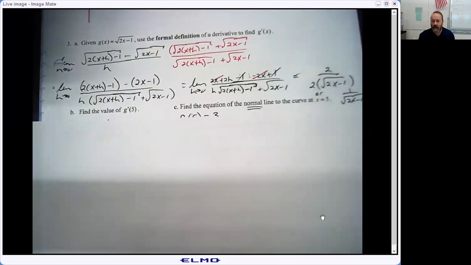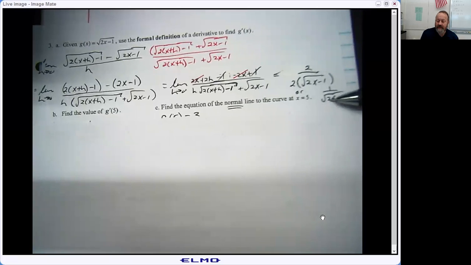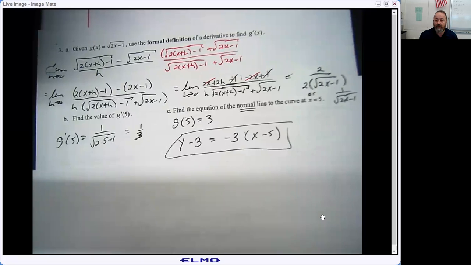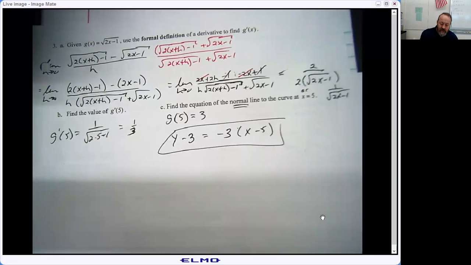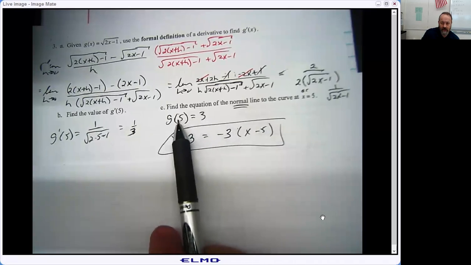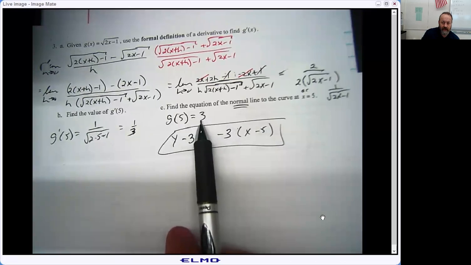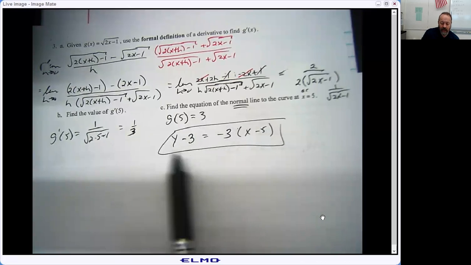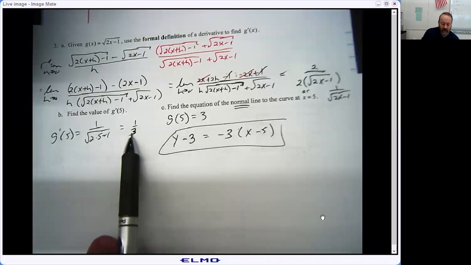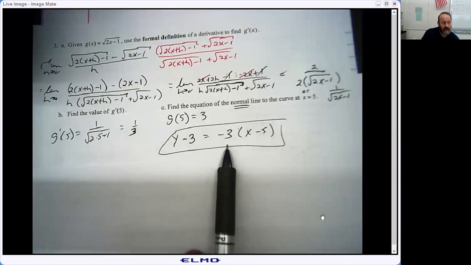Now, of course, if we wanted to know, hey, what's g prime of 5? I just want to plug the number 5 into this thing. And of course, 2 times 5 is 10, minus 1 is 9, so 1 over root 9 is a third. So I had a nice little slope of a third. Just like the previous question, to find the normal to the curve, I had to go back and plug 5 into the original equation to find out where the point was. There's my 5, 3. And then instead of using a slope of 1/3 like I would have for a tangent line, a normal is an opposite and a reciprocal.